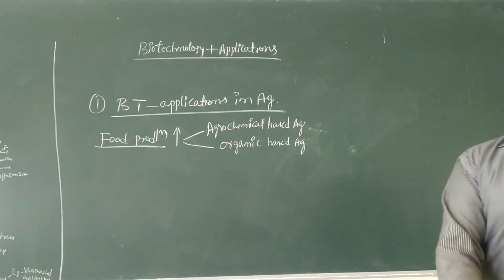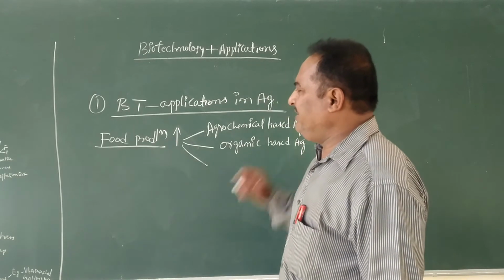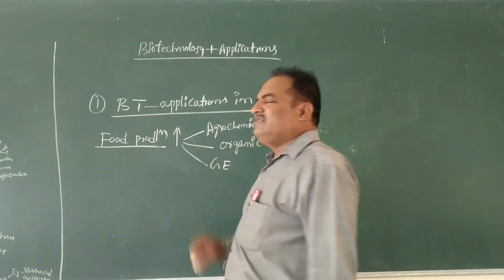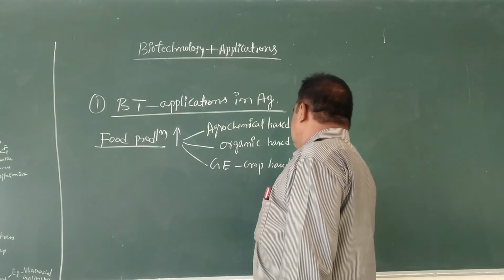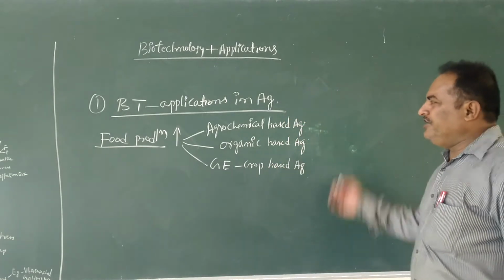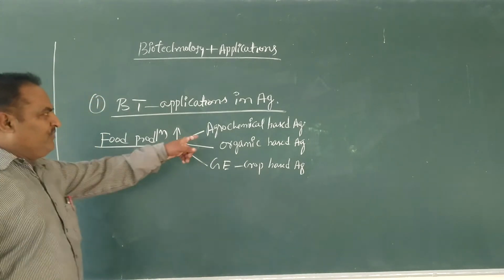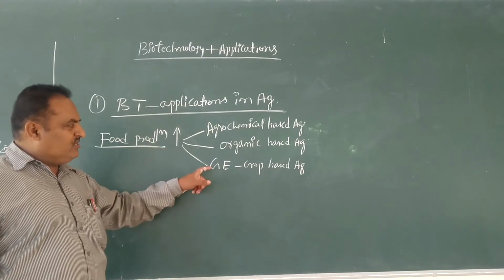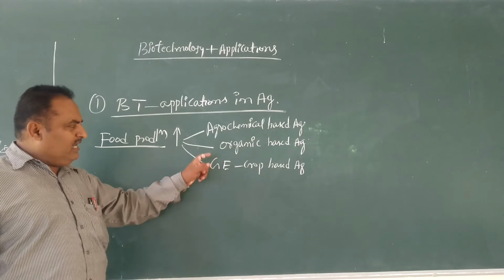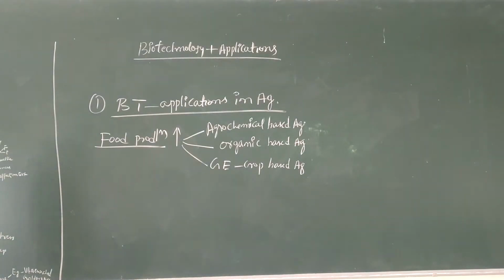organic based agriculture. Recently, one of the techniques used in biotechnology is genetically engineered crop based agriculture. Due to these conditions, the food production increases due to the effects of agrochemical based agriculture, organic based agriculture, and genetically engineered crop based agriculture. Food production usually increases in India.